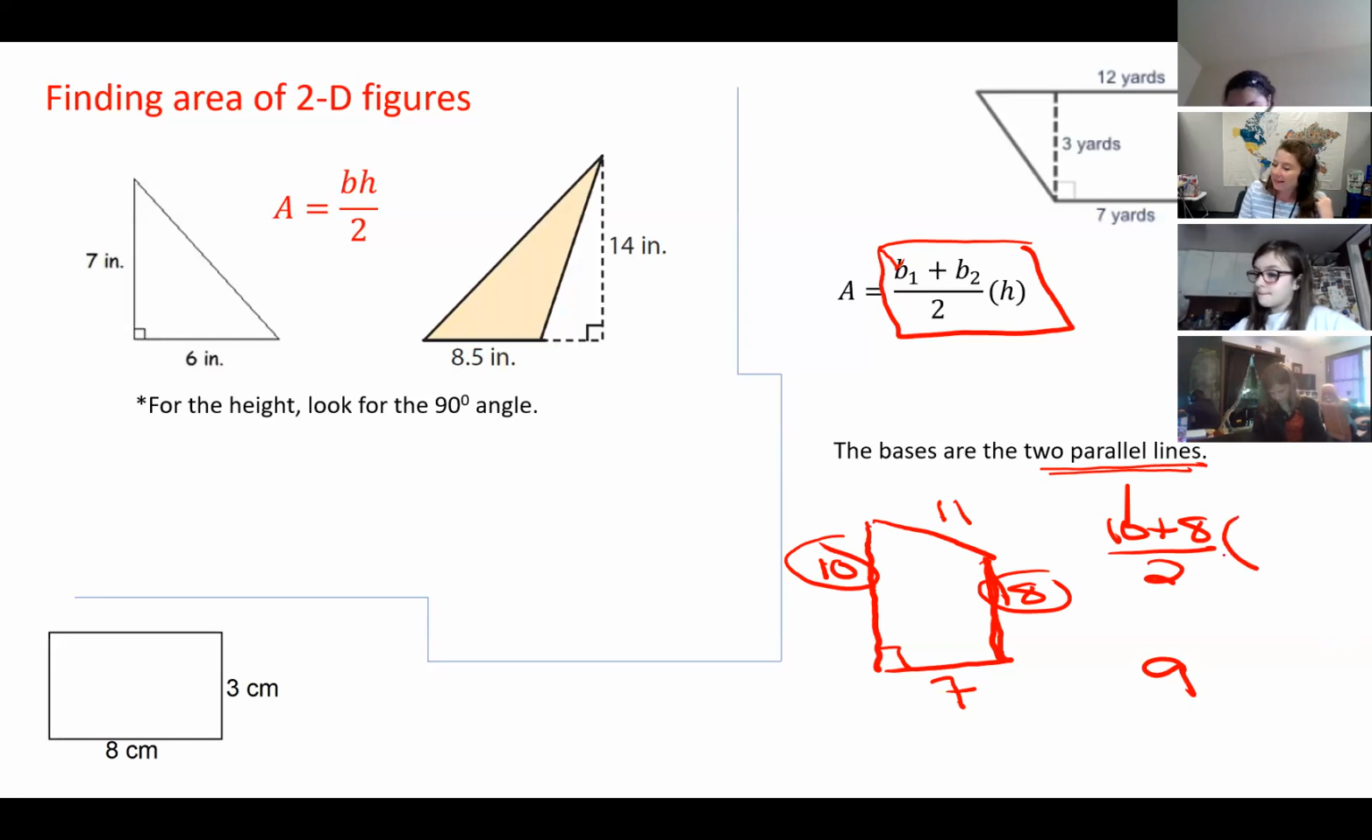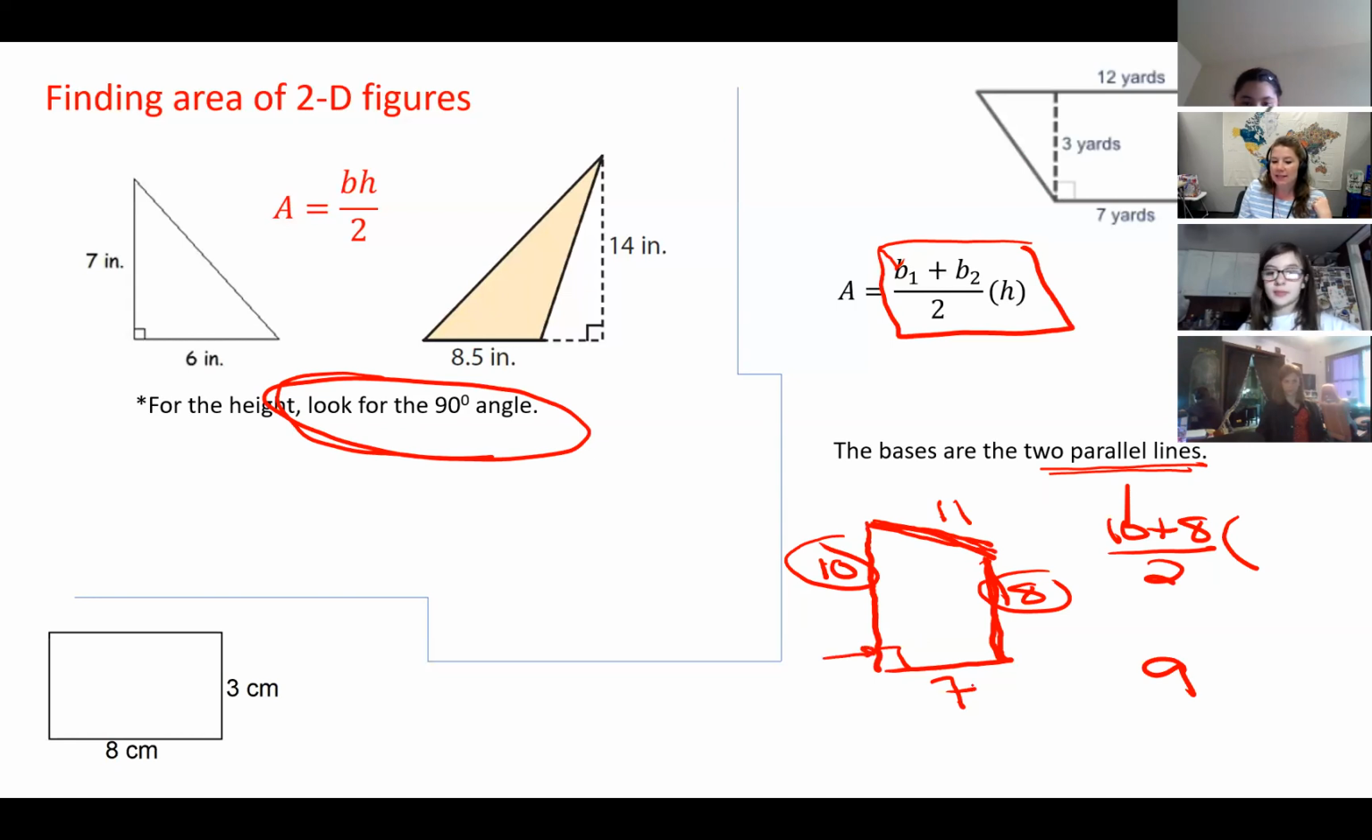And now how do I know what the height is? Is the height 11 or is the height 7? How am I supposed to figure out what the height is? What am I looking for? The height is not 11 because remember the height, look right here, you're looking for a 90-degree angle. Does this line right here form a 90-degree angle with another side? No, but doesn't this 7 form a 90-degree angle with one of my bases? That's why I have to use 7, okay? So half of 18 times 7 is 63. So the area is 63.